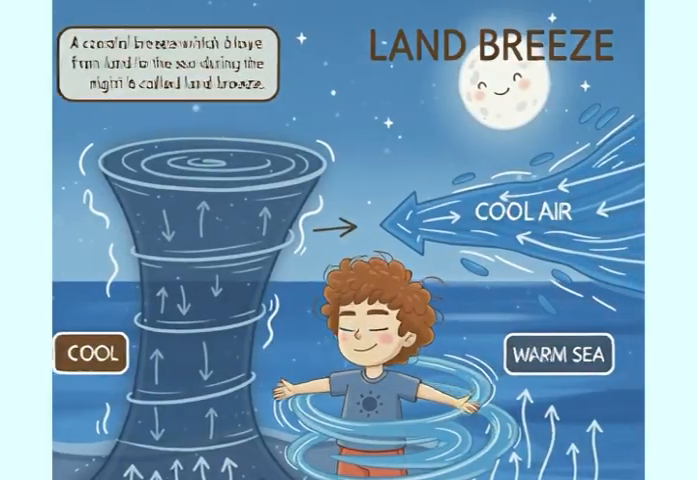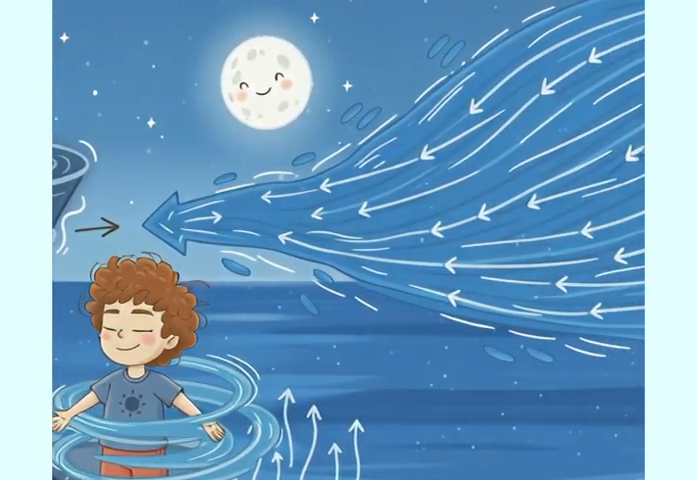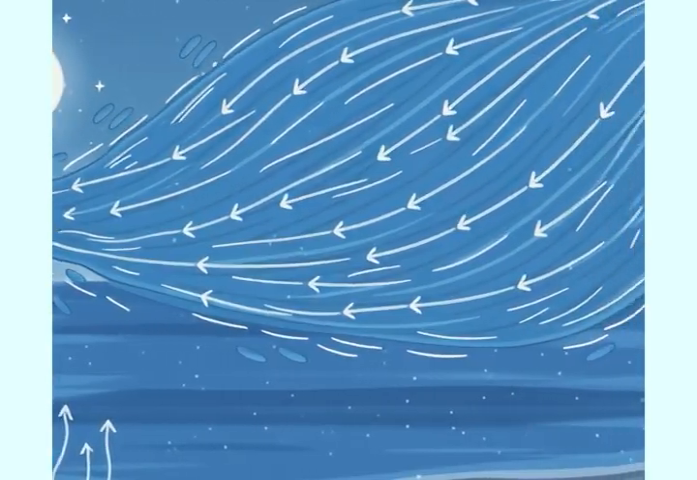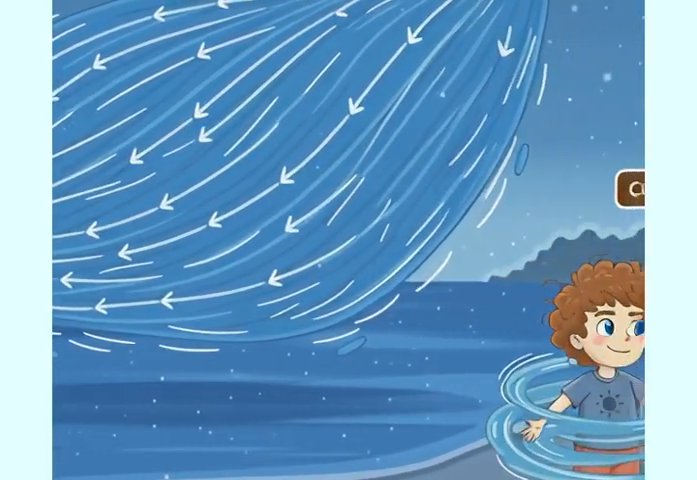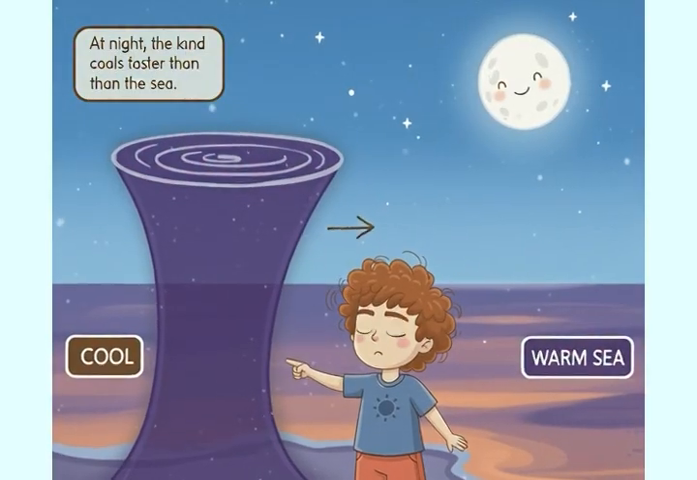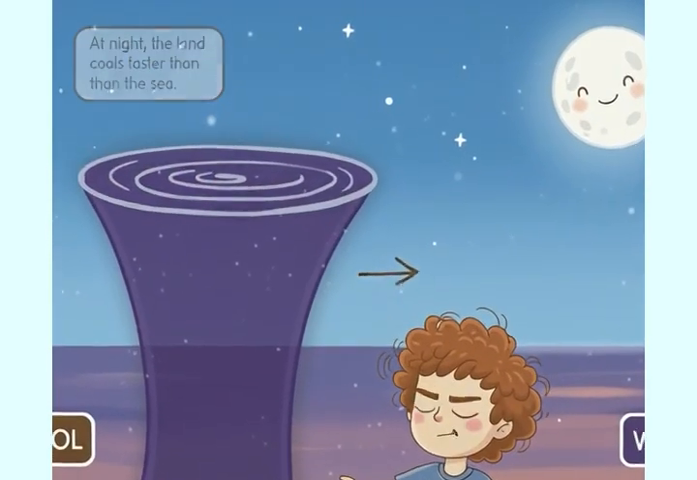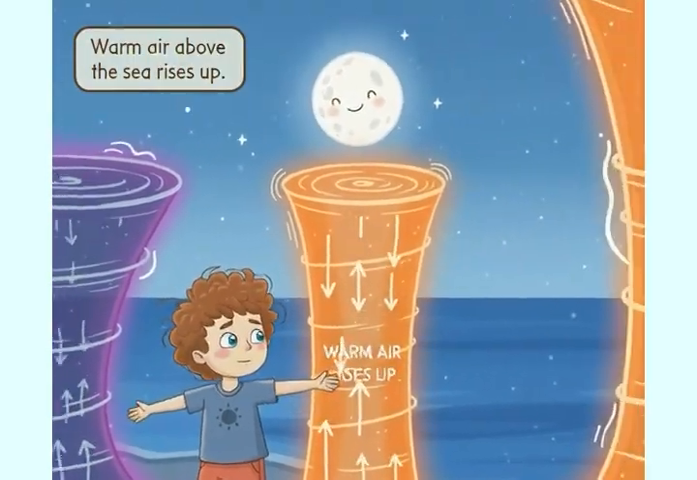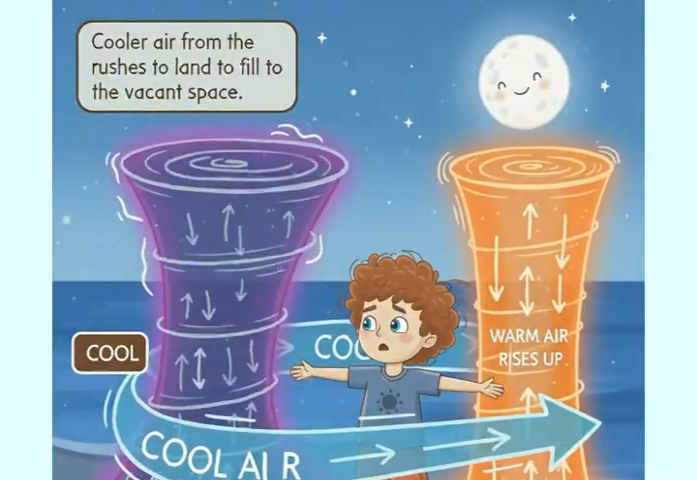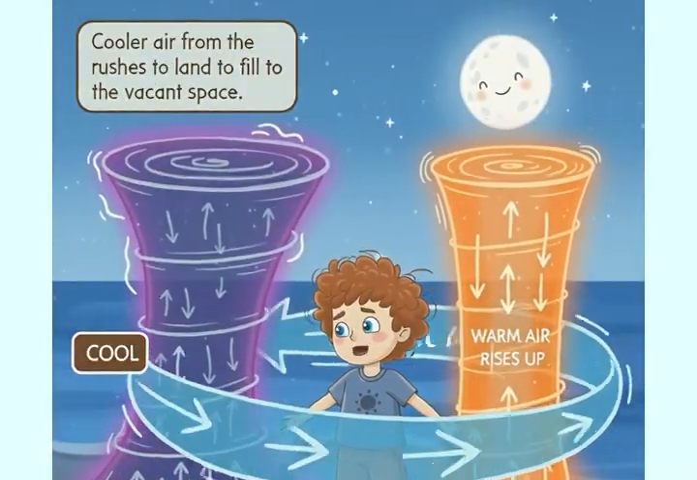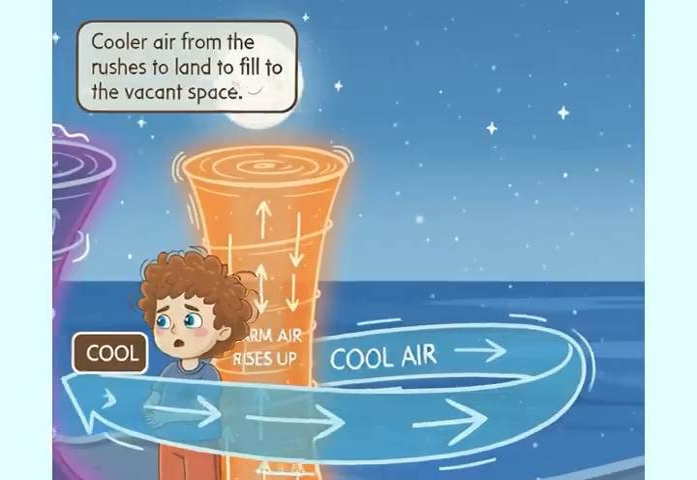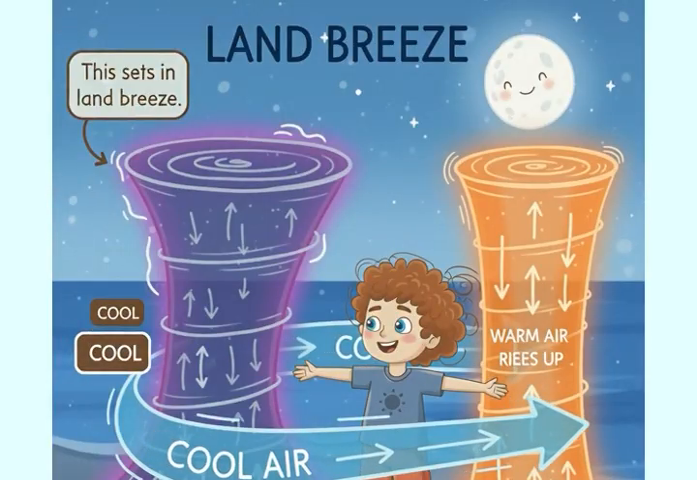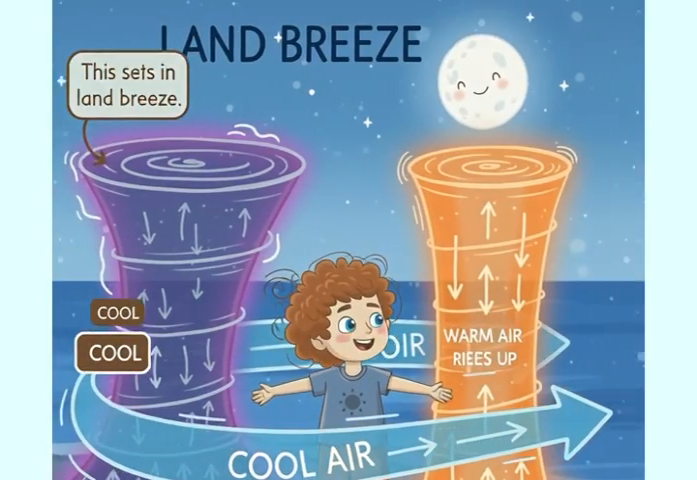Land breeze. A coastal breeze which blows from land to the sea during the night is called land breeze. At night, the land cools faster than the sea. Warm air above the sea rises up. To fill up that vacant space, cooler air from the land rushes to the sea. This sets in the land breeze.